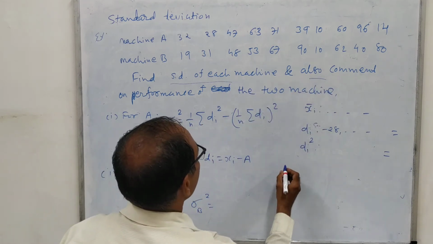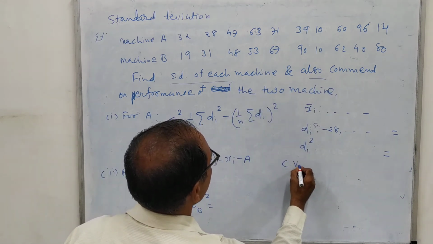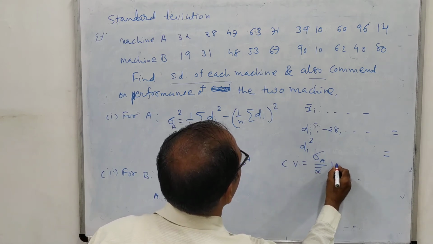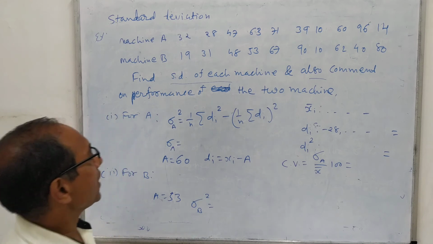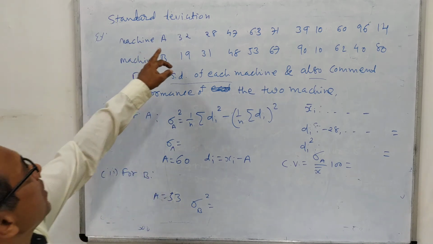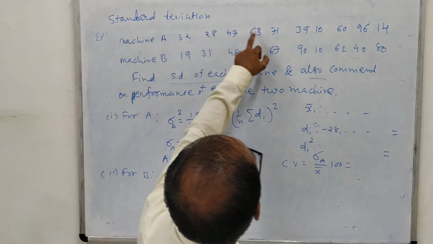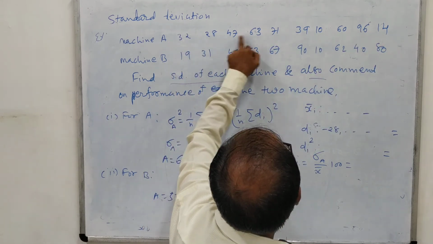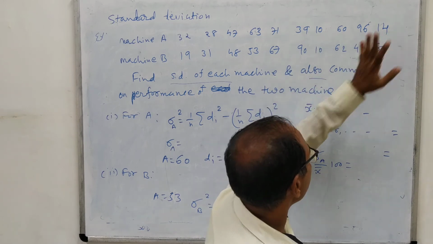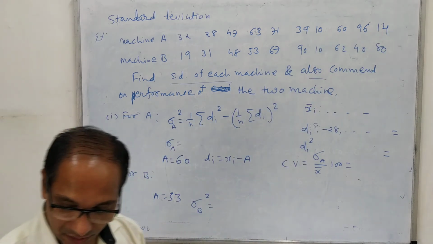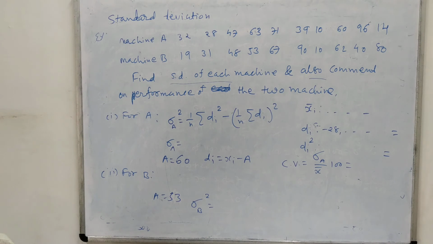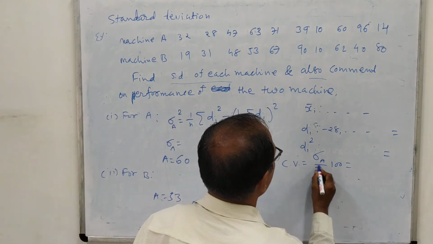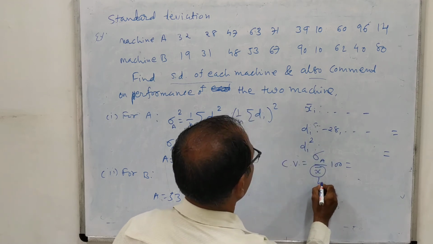And to comment, we need to find the coefficient of variation. The coefficient of variation you can find as sigma A upon x bar into 100. So here you will need to find x bar. X bar you can find very easily by finding the total of all values and dividing by the total number, 1, 2, 3, 4, 5, 6, 7, 8, 9 and 10. Dividing by 10 you get x bar very easily. So x bar in this case is 46, and in this case x bar is 46.